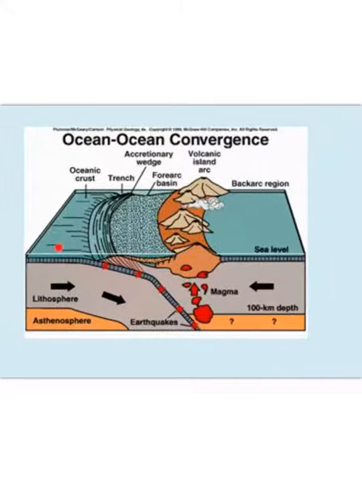Okay, so in this picture we have one oceanic plate here, one oceanic plate here. This must be the older one because it's sinking. It will melt and form volcanoes. Notice it's in a semicircle, it's in an arc. This is your volcanic island arc.